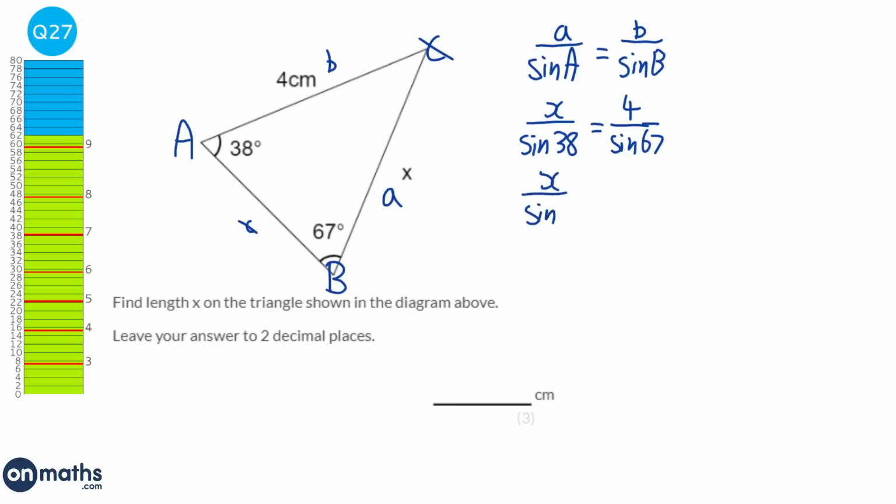Okay, let's work out what 4 over sine 67 is, and that's 4.345... So we're going to solve this. It's going to be a nice easy solve today, because all we need to do is times both sides by sine 38.